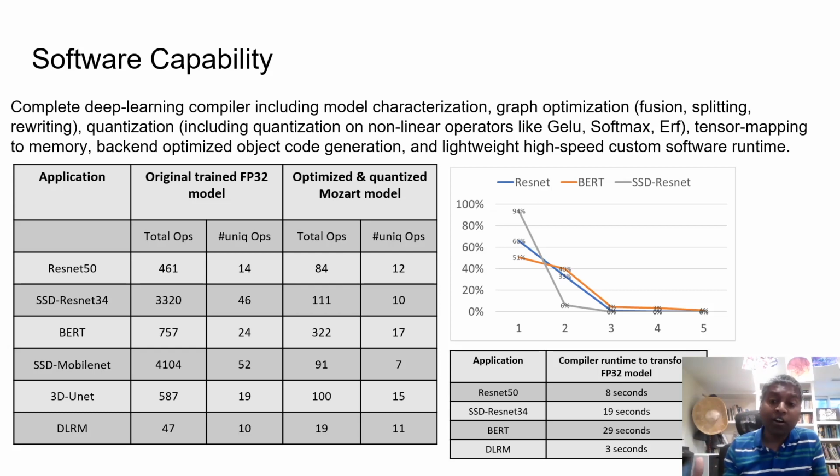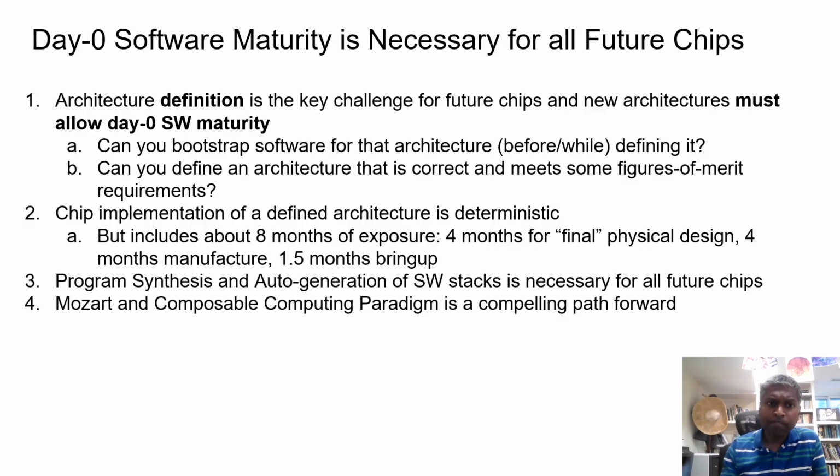And the instantiation of the architecture makes it efficient. So to wrap up, I believe day zero software maturity is necessary for all future chips. With the end of Moore's law and Dennard scaling, architecture definition is a key challenge, and this definition must allow day zero software maturity. By that, what I mean is you need to be able to bootstrap your software for the architecture before defining it, or at least while defining it.